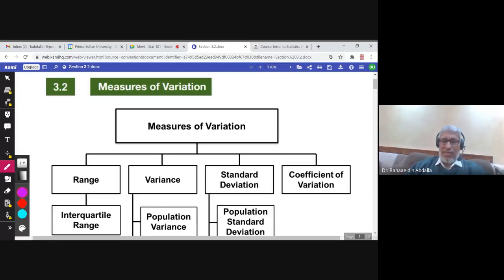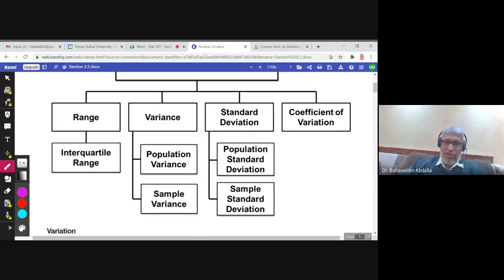We will study in this section, inshallah, 3 measures of variation: range and interquartile range, and variance. We will talk about population variance and sample variance, and the standard deviation, which is the square root of the variance. We will talk about population standard deviation and the sample standard deviation. And in the next section, we will talk about the coefficient of variation.